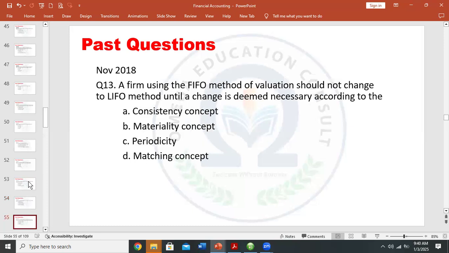A firm using FIFO method of valuation should not change. Should I continue this question? I think you know the answer, right? A firm using a method should not change. So that's what? Consistency concept.